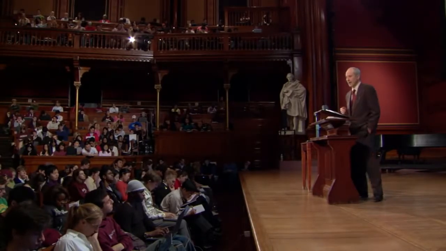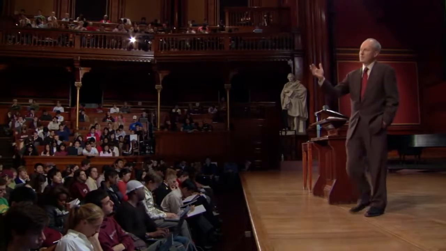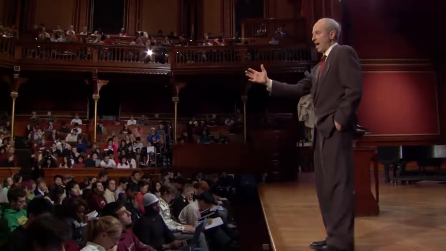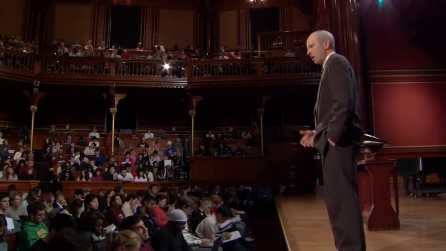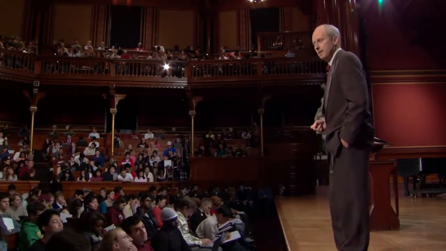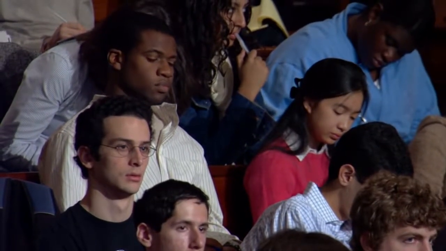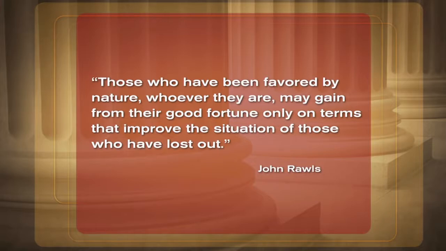And so, for example, Michael Jordan can make $31 million, but only under a system that taxes away a chunk of that to help those who lack the basketball skills that he's blessed with. Likewise, Bill Gates. He can make his billions, but he can't think that he somehow morally deserves those billions. Those who have been favored by nature may gain from their good fortune, but only on terms that improve the situation of those who have lost out. That's the difference principle.